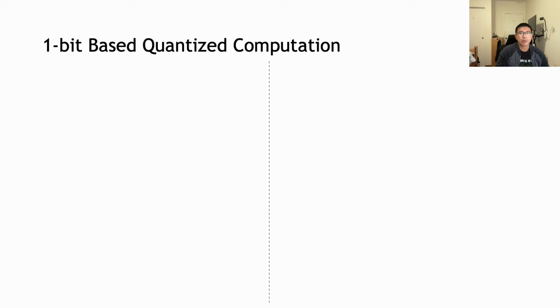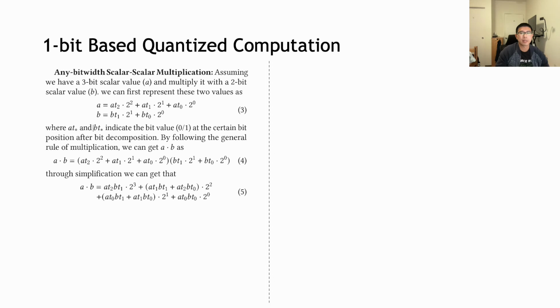In these slides, we will introduce more details of our 1-bit based quantized computation. Let's start with the basic scatter-gather multiplication with a 3-bit number A and a 2-bit number B. We first decompose the value of A and B into a set of factors in 1-bit representation. When we multiply A and B, we will conduct the cross products on those decomposed factors and do the accumulation.